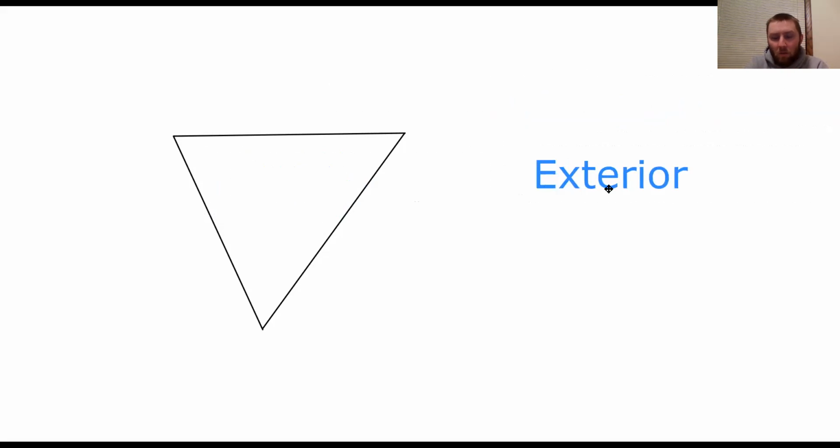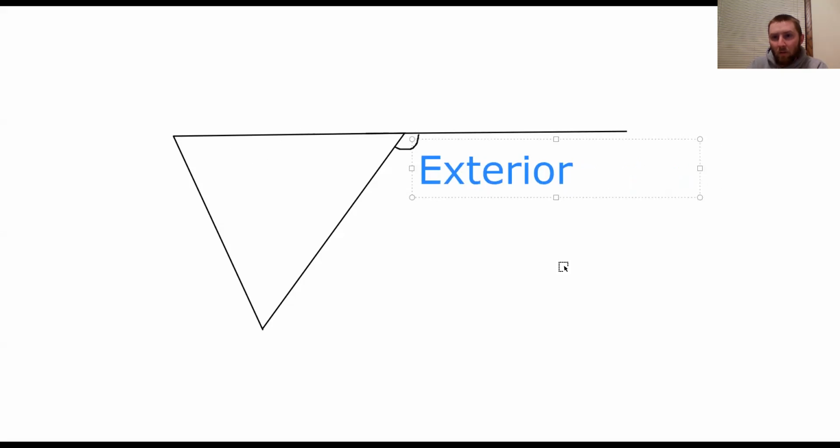An exterior angle is created by extending one of our sides. So we just pick one of our three sides and we extend it on one end, and we will create an exterior angle. So for example, if I'm going to take this top side here and extend it in this direction, I have just created an exterior angle. That exterior angle is right there. So this guy right here, exterior angle.